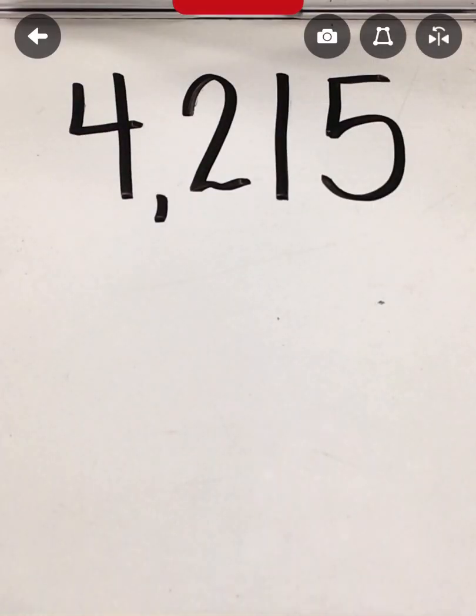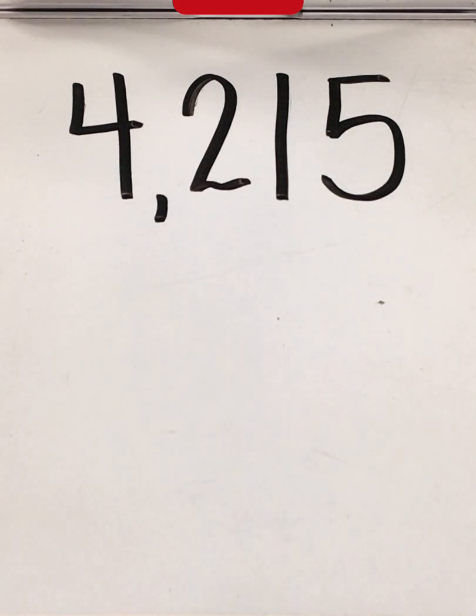Hey friends, I want you to look at our next number. Our number is 4,215. So what we're going to do with this number is practice drawing it out with our place value disc and modeling it by drawing our place value disc. Then we're going to turn it into expanded notation and then into expanded form.